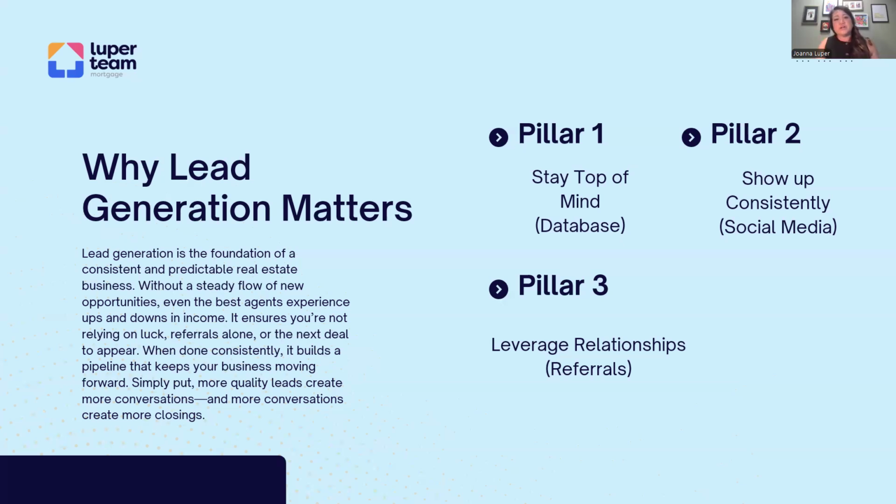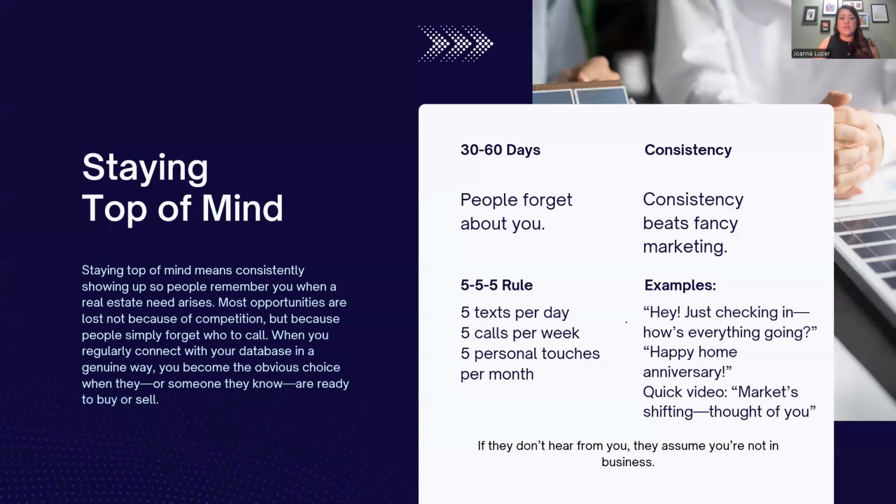So there's 3 pillars I'm going to talk about today that are really good to implement. The first one is stay top of mind. That is your database. You have had at least 1 or 2 clients, and if you haven't, then we're going to talk. We can side talk, and you can email me, and we can talk about how to build that up. But you want to take your database, and you want to stay top of mind with your database. Pillar number 2 is show up consistently. This is on social media and different platforms, but showing up is important. And then pillar number 3 is leveraging relationships. Those are for direct referrals.